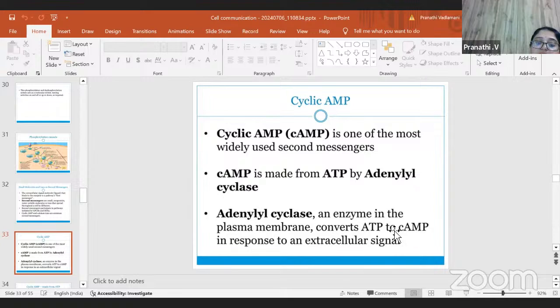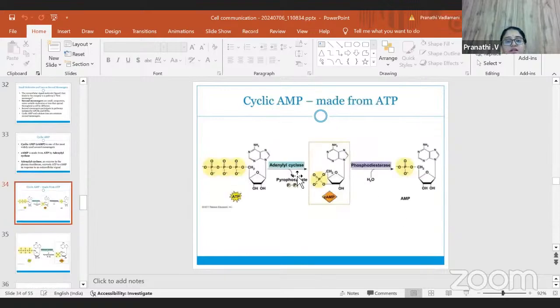Adenylyl cyclase is the enzyme which converts ATP, adenosine triphosphate, to cAMP in response to an extracellular signal. You can see this is ATP. In the presence of the enzyme, it loses two phosphate bonds and we obtain a cyclic form. And whenever a phosphodiesterase is used, the ester bond is cleaved, a water molecule is used, and this forms AMP.